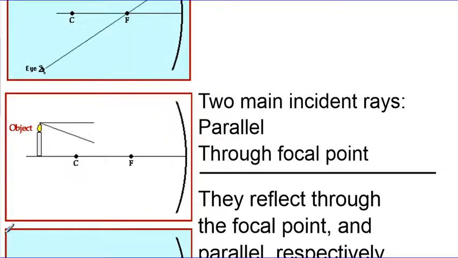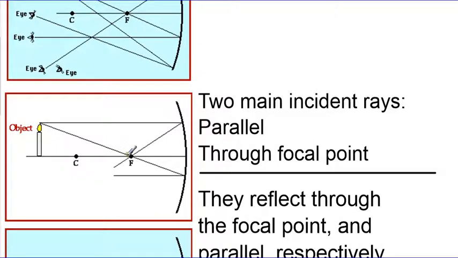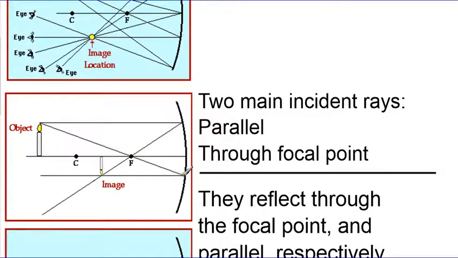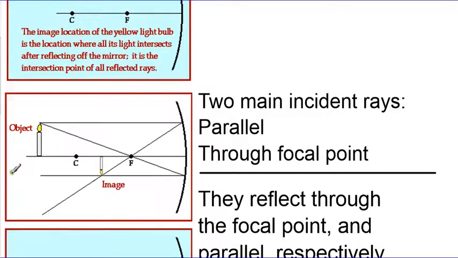The second ray is the second rule. It will go through the focal point, and then when it hits the mirror, it will reflect parallel.